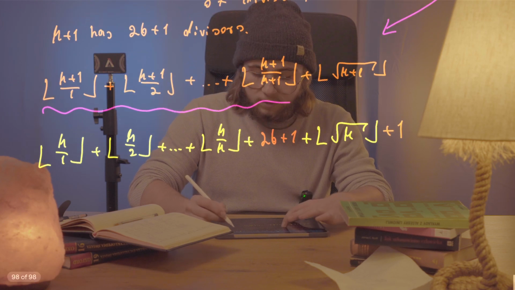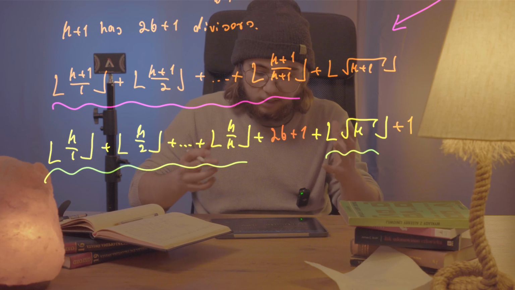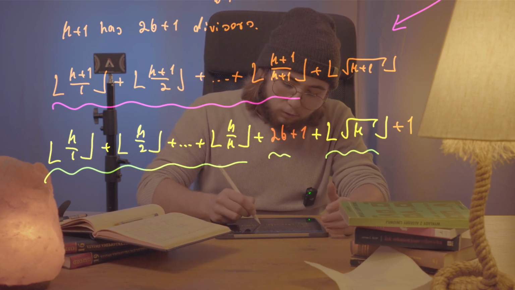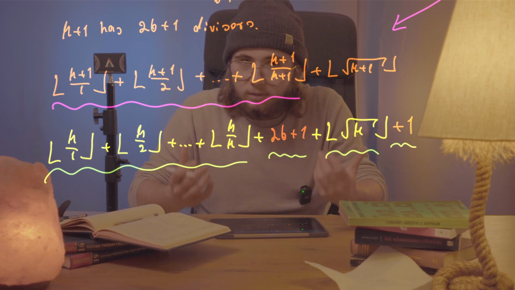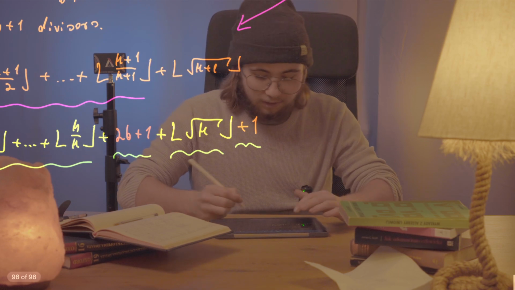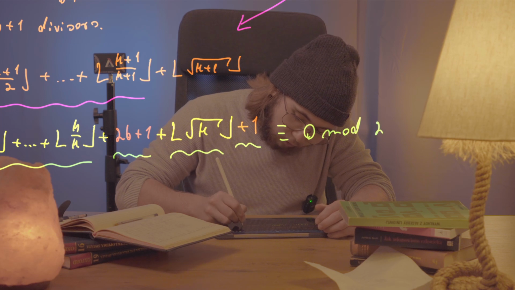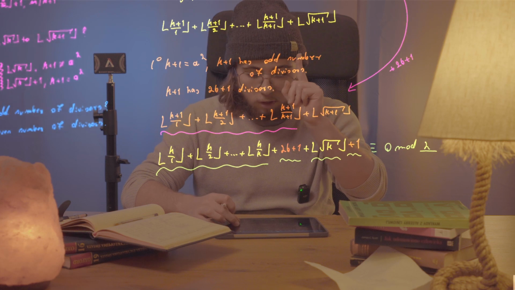And what do we see here? We see that this yellow part, the sum of those yellow numbers, is even, and the sum of 2b plus 1 and plus 1 is 2b plus 2. It is also even, so we're just summing up two even numbers to get an even number. And so we see that this entire thing is 0 modulo 2, so it is nicely divisible by 2. And now let's go on to the second case.